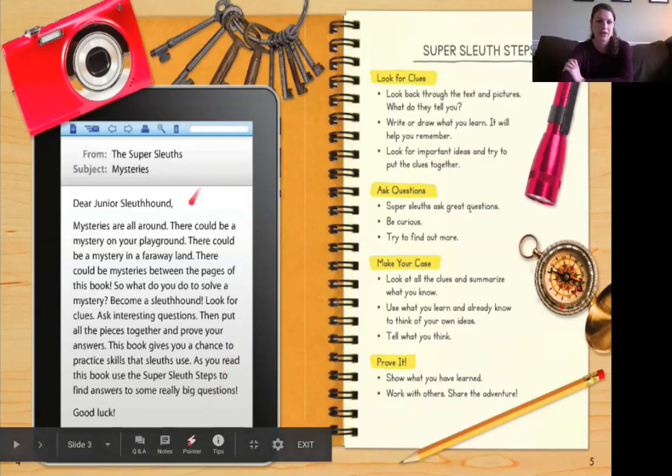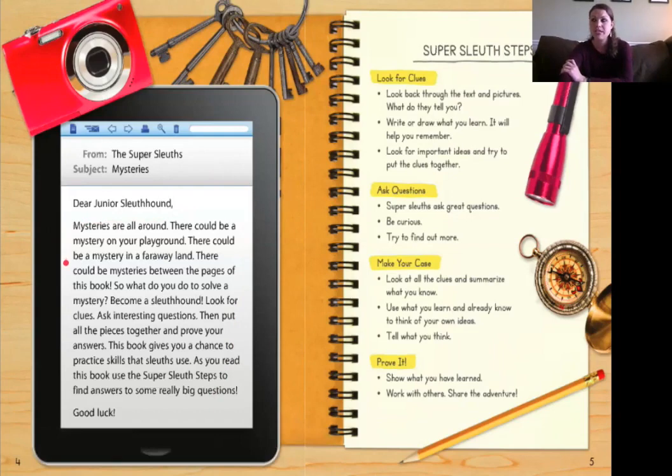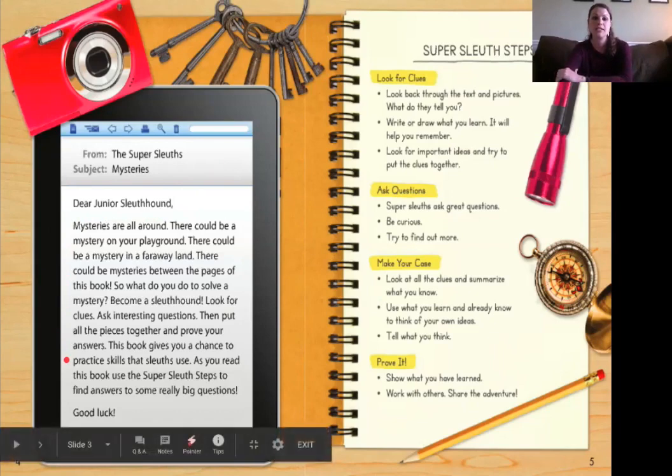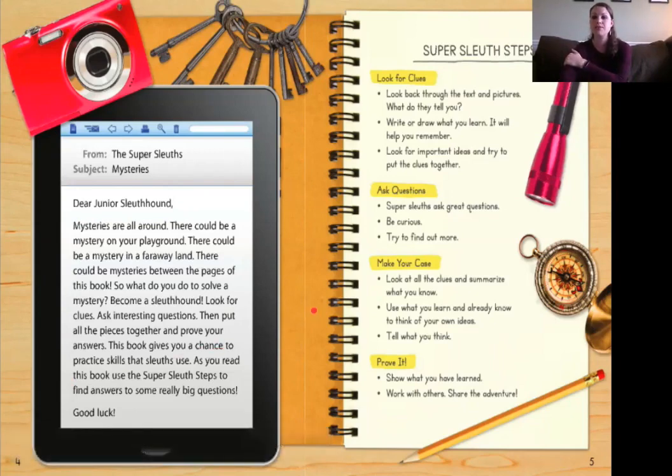From the Super Sleuths, mysteries. Dear Junior Sleuth Hound, mysteries are all around. There could be a mystery on your playground. There could be a mystery in a faraway land. There could be mysteries between the pages of this book. So what do you do to solve a mystery? Become a sleuth hound. Look for clues. Ask interesting questions. Then put all the pieces together and prove your answers. This book gives you a chance to practice skills that sleuths use. As you read this book, use the Super Sleuth steps to find answers to some really big questions. Good luck!